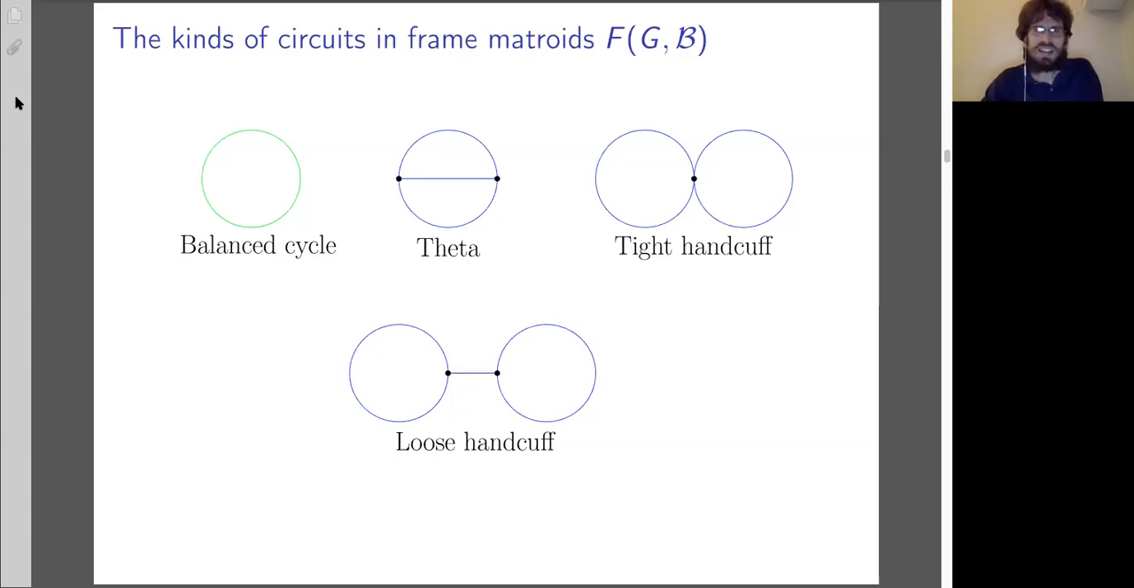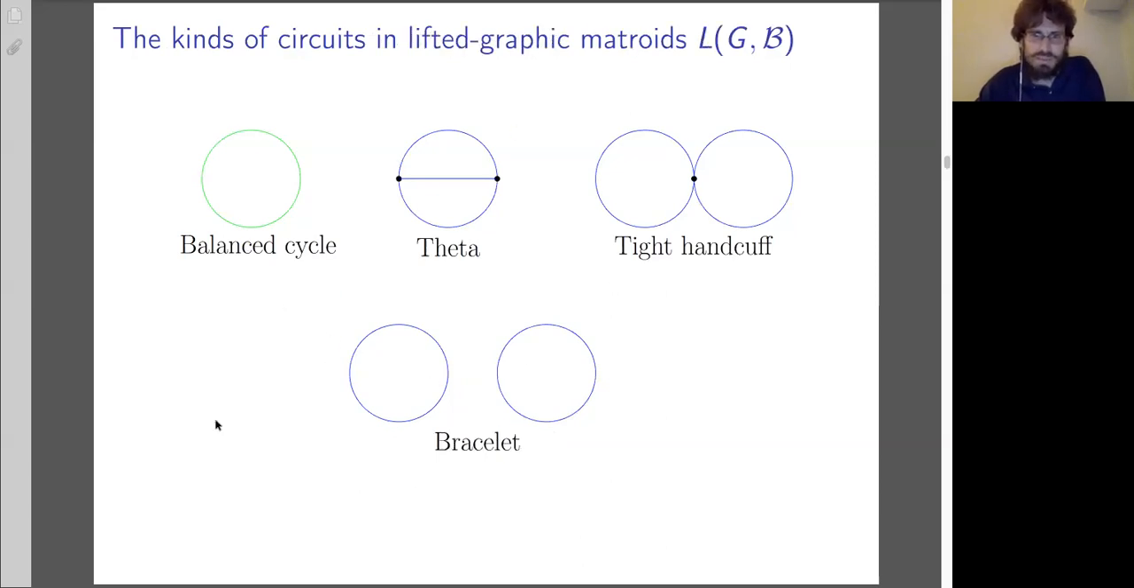Namely, you have now as your circuits the edge sets of subgraphs of the graph which are subdivisions not of these 5 types of objects, but of these 5, where instead of the loose handcuff, we have just this bracelet, which consists of 2 disjoint cycles in the graph. Okay, but you can see that these are 2 very similar, very closely related classes of matroid.